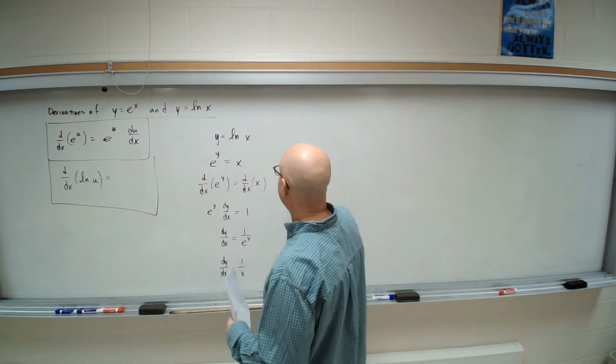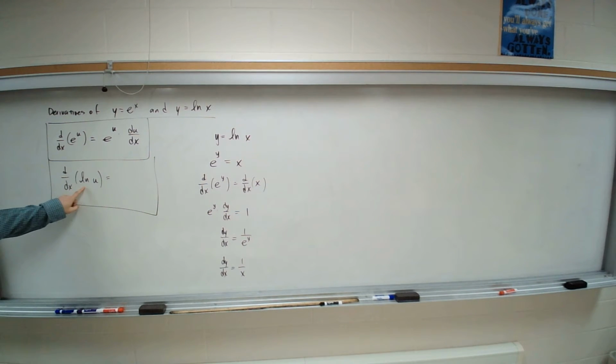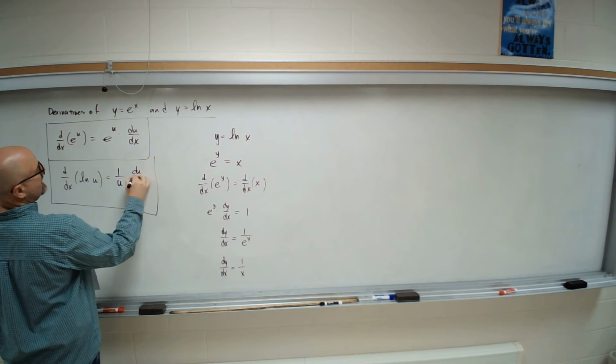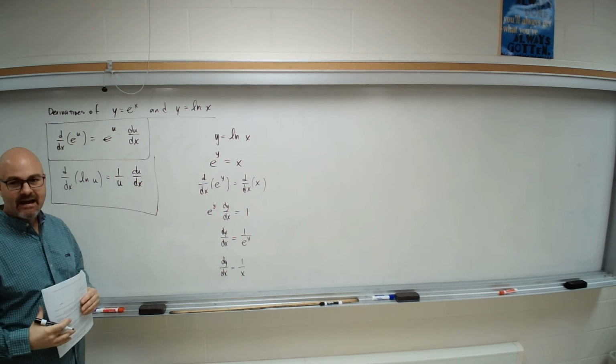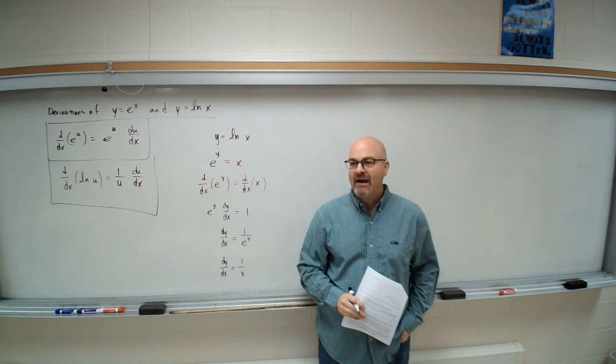So that means that the derivative with respect to x of the natural log of u is 1 over u times du dx. Now we know that 1 over u is u to the negative 1 power, correct?